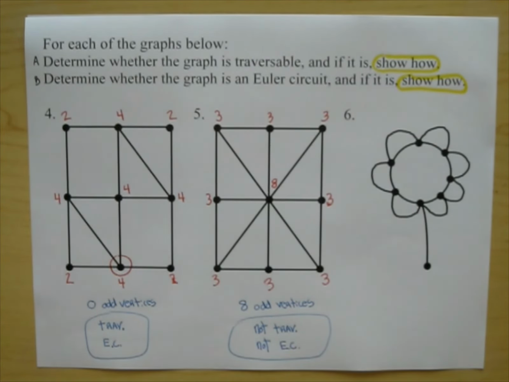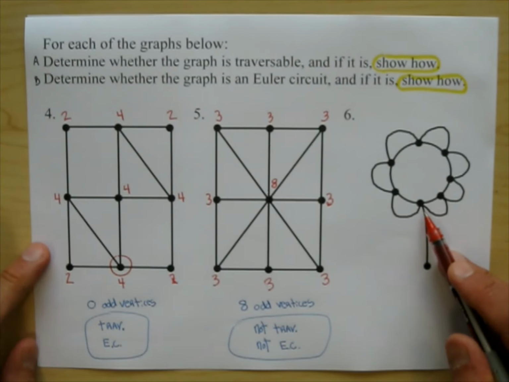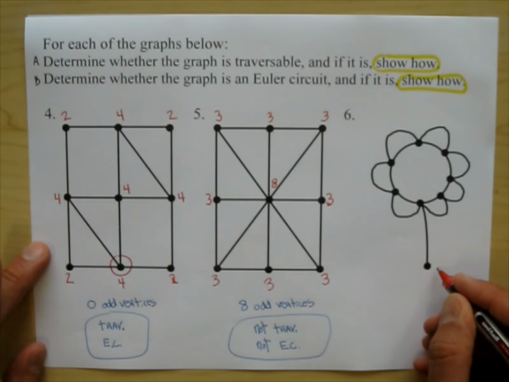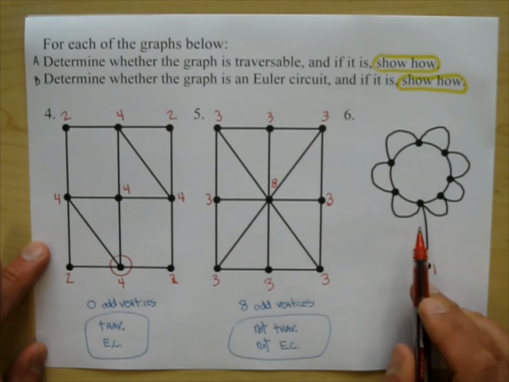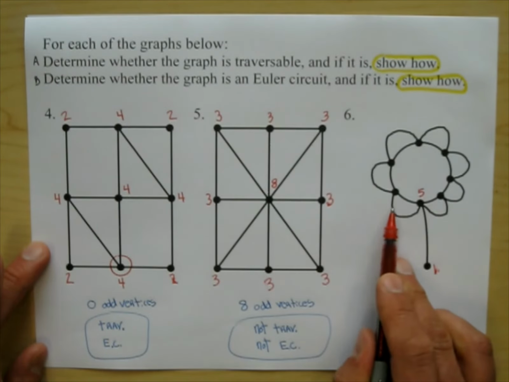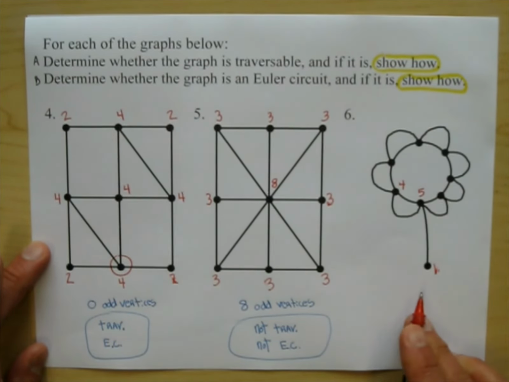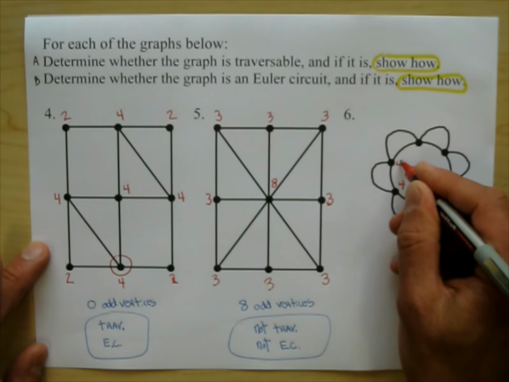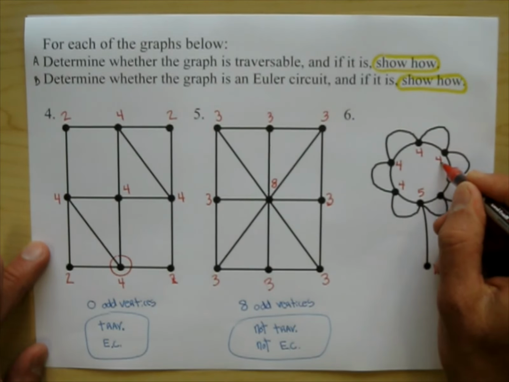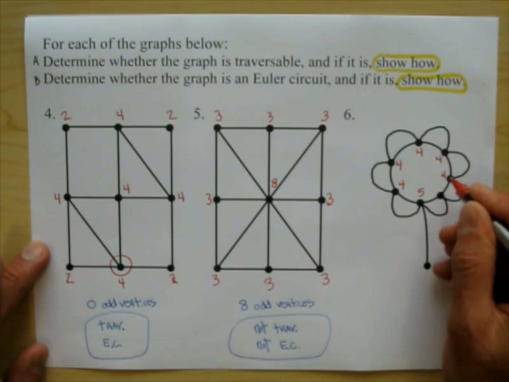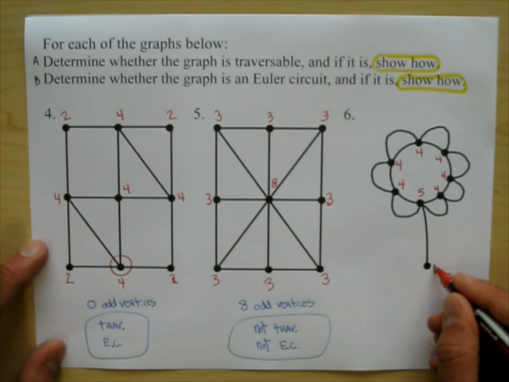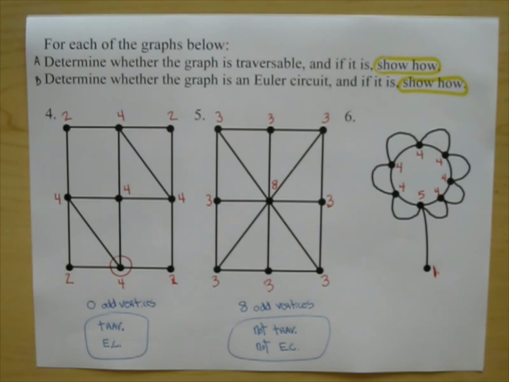Okay, now the flower. So yes, this also illustrates that you can have a vertex that just has one edge coming out of it. And so this one gets a 1. 1, 2, 3, 4, 5. 1, 2, 3, 4. 4. 4. 4. 4. And 1, 2, 3, 4. So, wow, I just smeared that one. Okay. So how many odd vertices do I have?